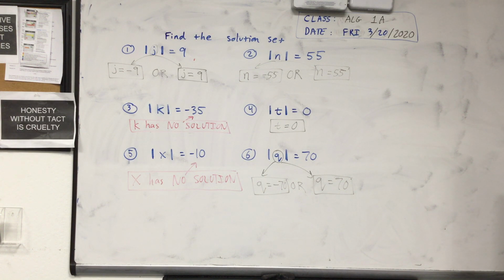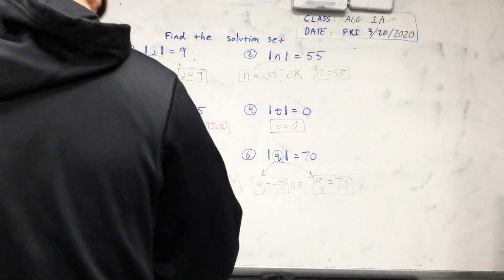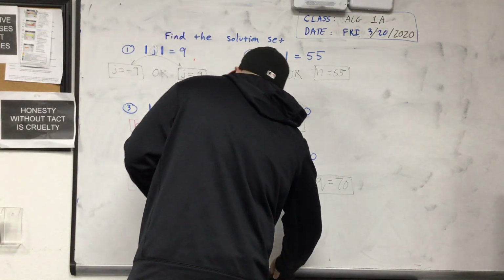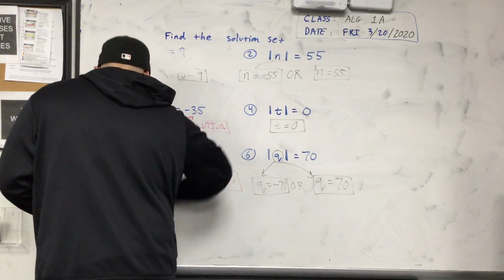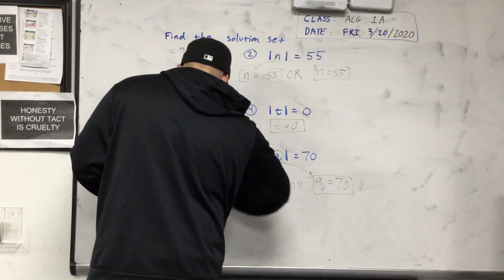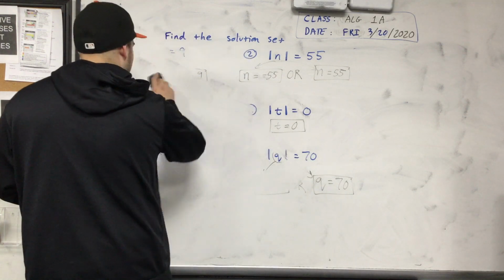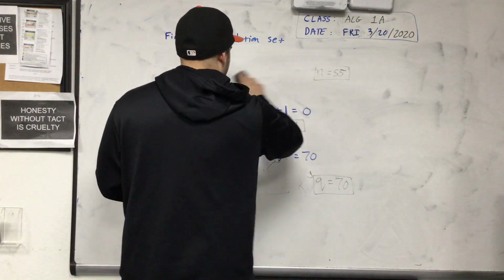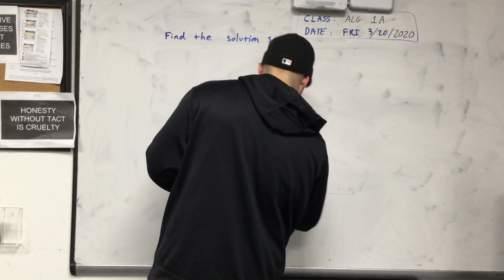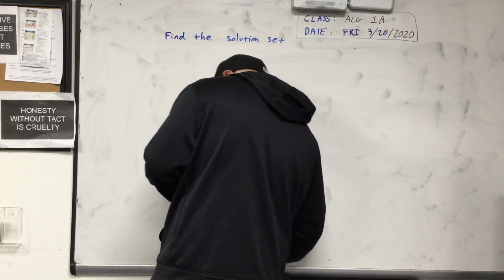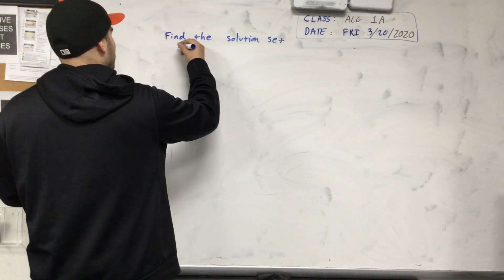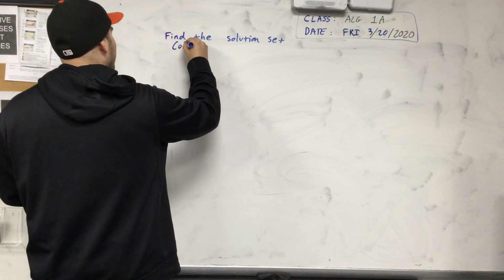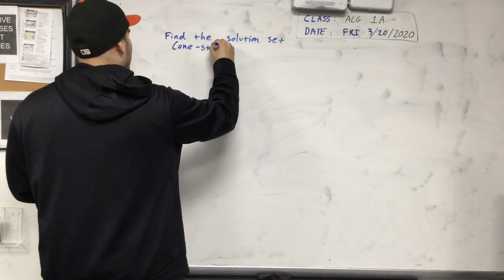We're going to do some one-step equations now where we solve for the unknown variable. It's going to require a little bit of algebra. Okay. All right, so now let's get on to finding the solution set with one-step equations.